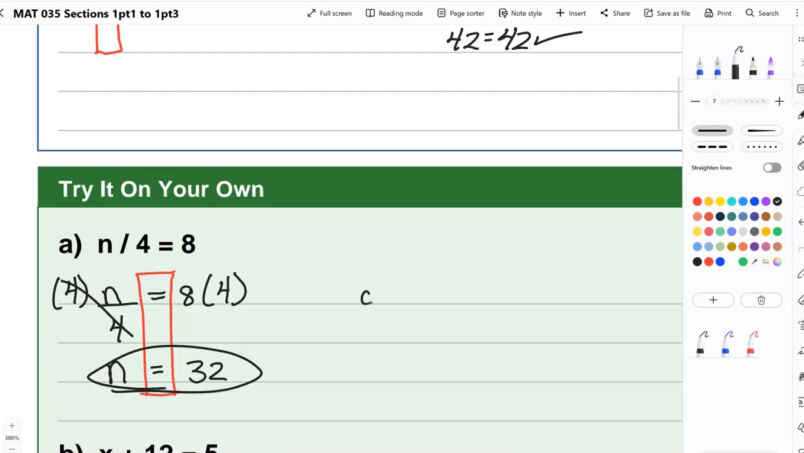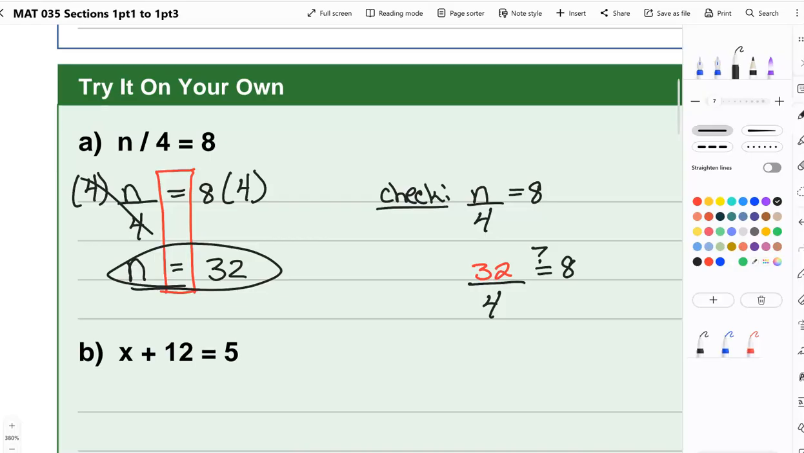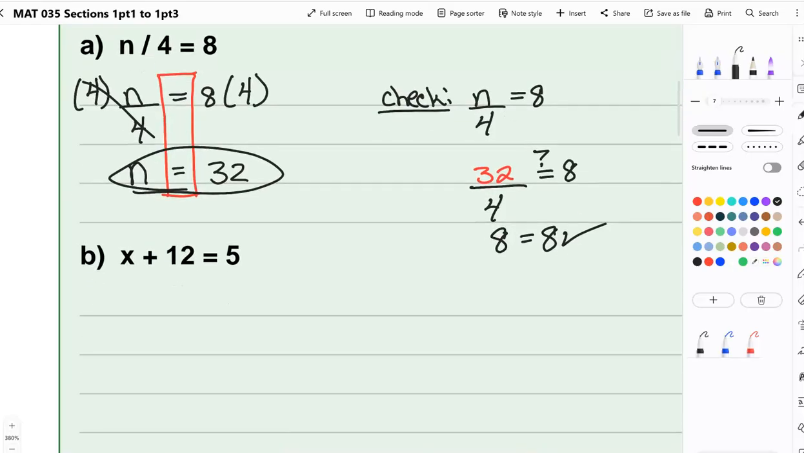If we wanted to check it, we could. I'll check this one. So we have n divided by 4 equals 8 as the original. I'm going to plug that 32 in. I'm asking, is this true? 32 divided by 4 is 8. So we know it works. And you can check every equation. Just plug it back in.